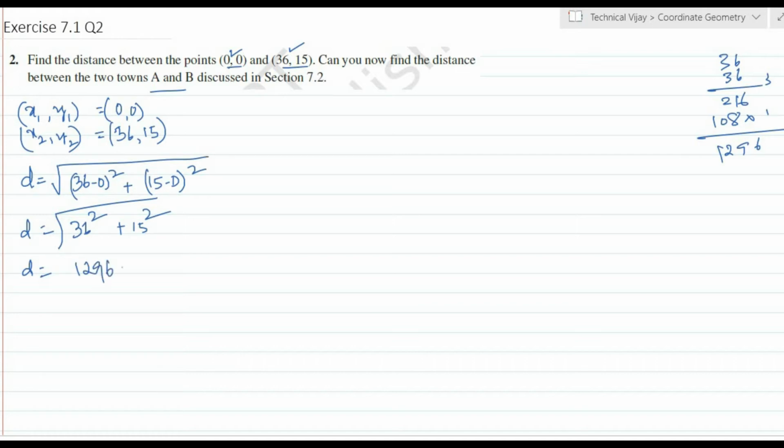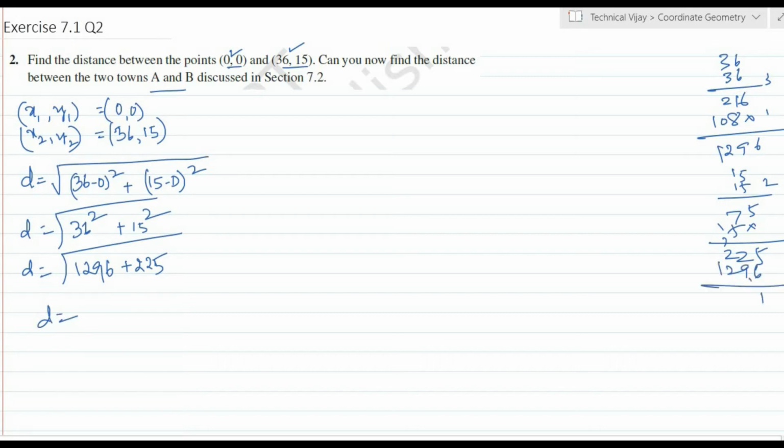That is plus 15 squared, 15 into 15. That is 5 5s are 25, 5 1 is 5, 2, so 15. So 5, 7 5, 12, 2 25. So 225, square root of this one. So d is equal to, this is addition. That is 1296, we will add here, 1521. So the square root of 1521.